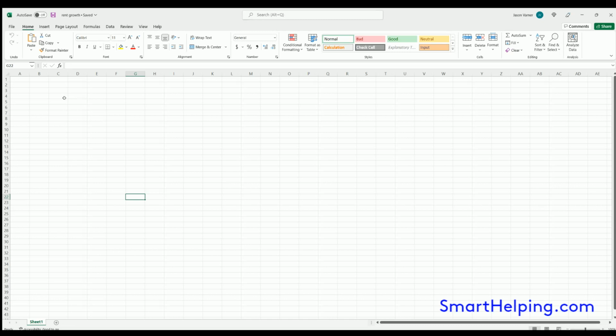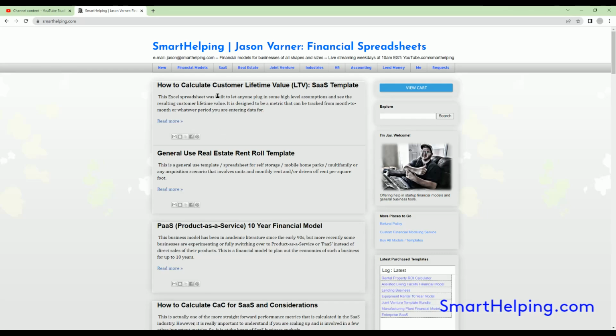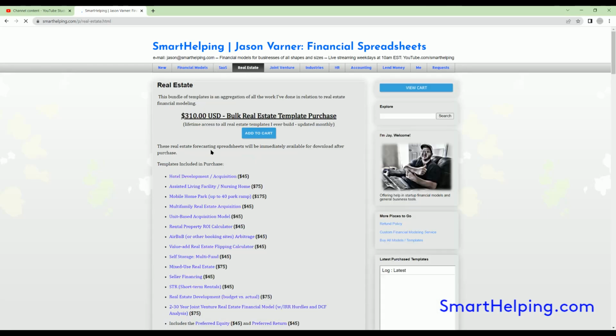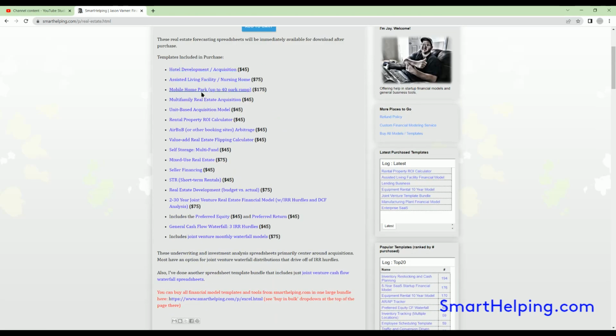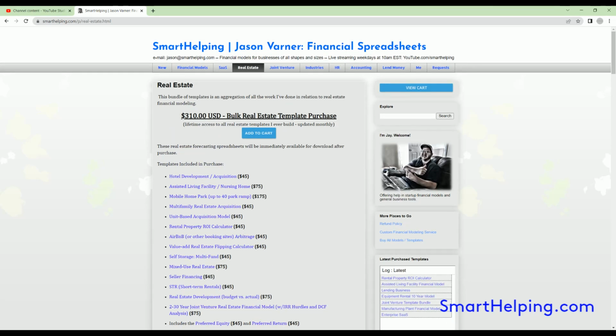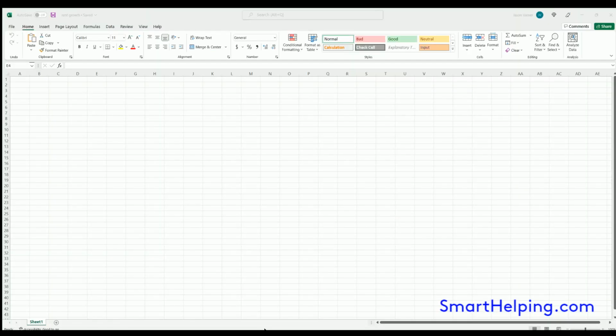We're going to look at how to calculate compounding rent growth in real estate. It's going to be cool. Note, in all of the real estate models I've built here at smarthelping.com, these all have rent growth properties in them for compounding and dynamic based on the start month and all that stuff. So we're going to get into it. Let's jump into the Excel sheet here.